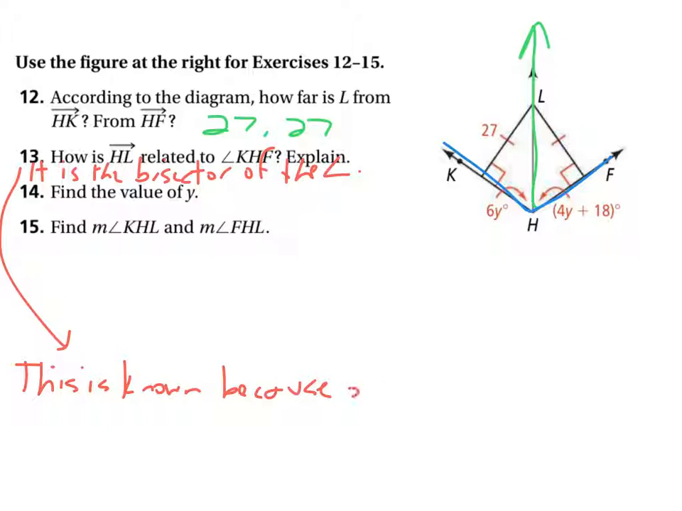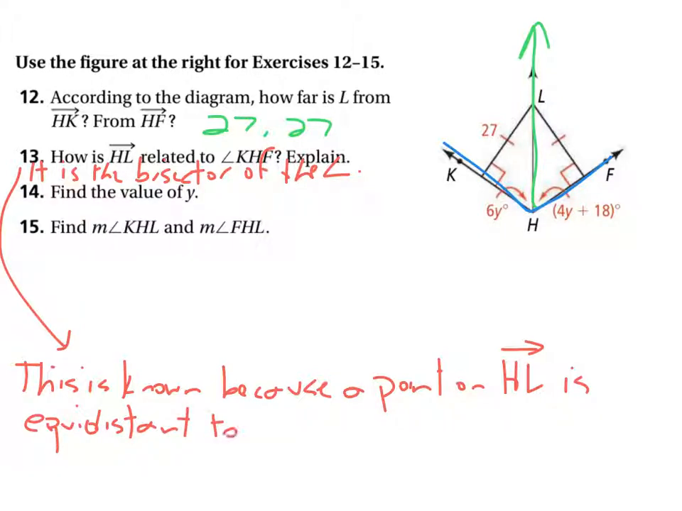because a point on the ray on HL is, what's the word? Equidistant. Meaning equal in distance to both sides of the angle, and let's say instead of saying just the angle, let's say angle KHF. Okay, you want to write an explanation out that is actually a full explanation of how you know that that's the bisector, and that's how you know. Okay, so that's it for number 13.